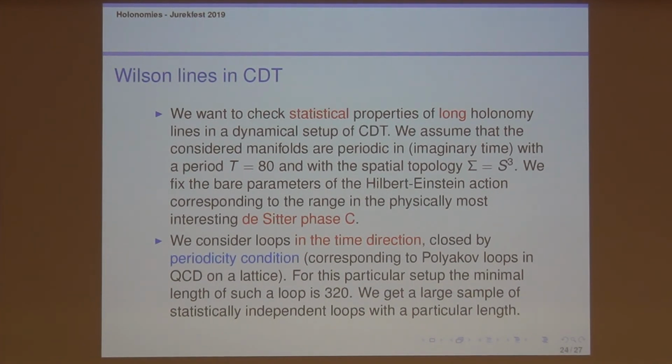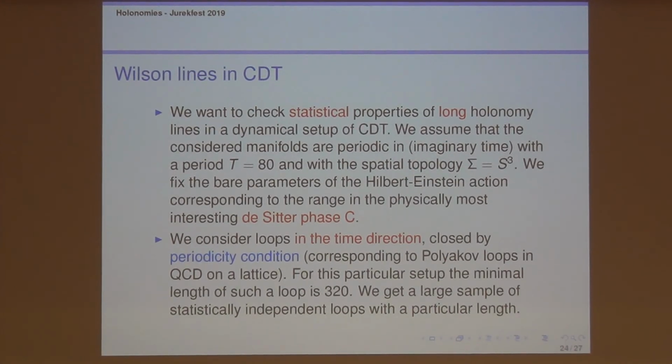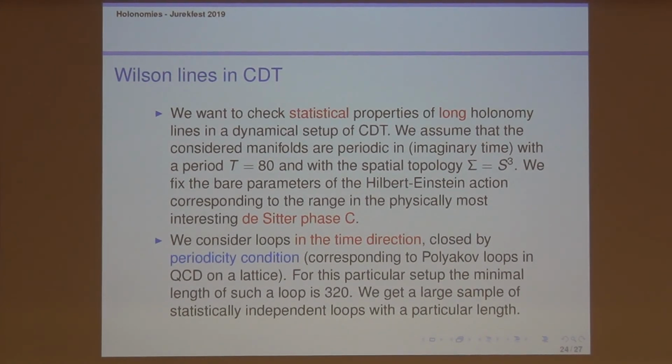In fact, a particular example here is a system which has t equal 80. And if you just look at the shortest path which one can obtain by connecting a simplex with its copy after t steps, you can see that it has 320 steps. It can be, of course, longer if we allow for deviations. But it's a typically long loop.